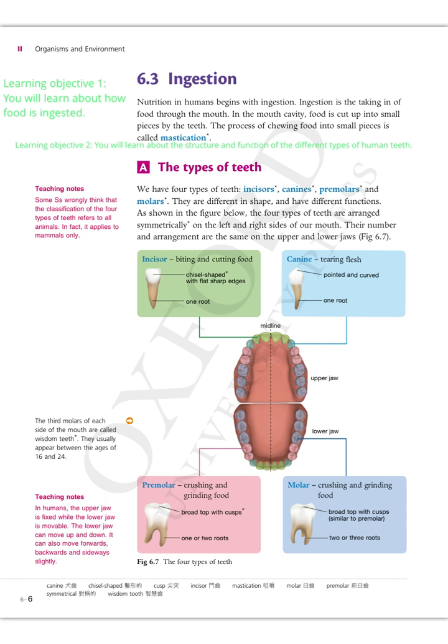Incisors. These are the flat, chisel-shaped teeth at the front of your mouth. Their primary function is biting and cutting food. Think about when you bite into a sandwich or an apple. That's when incisors are working hard.